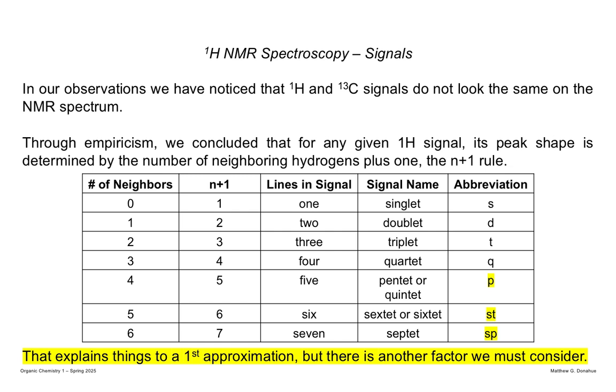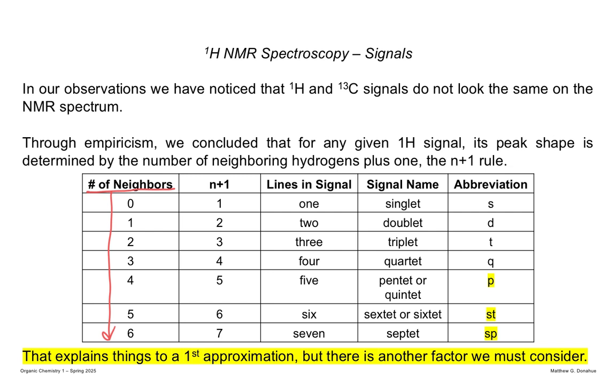And so now we can summarize the number of neighbors. So this number is increasing, you apply the n+1 rule. That gets you the number of lines and then the name. So you have the signal name and then the abbreviation: singlet, doublet, triplet, quartet. And then things get a little weird once you get past quartet.